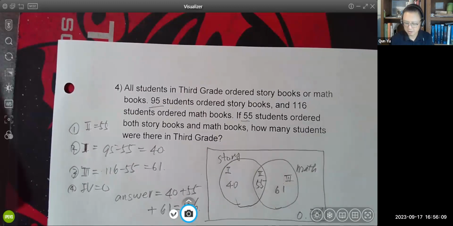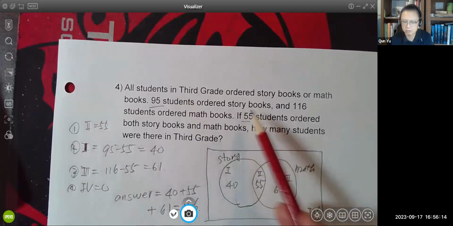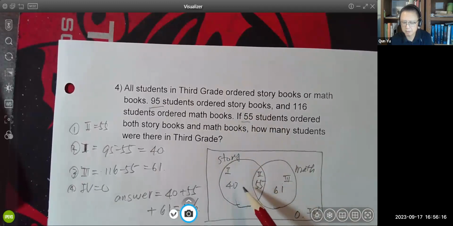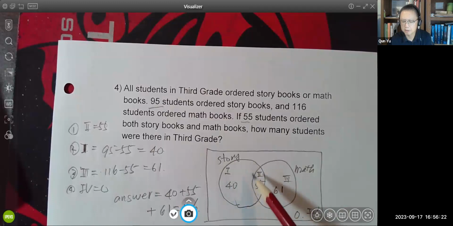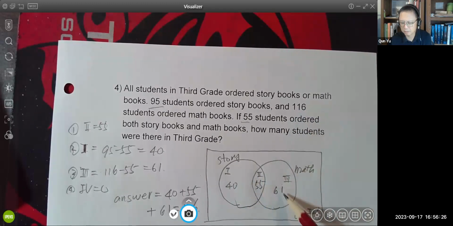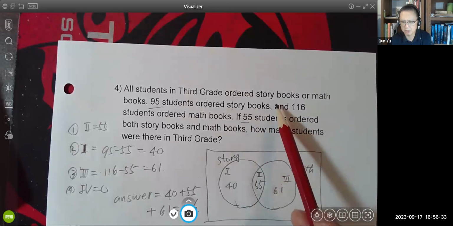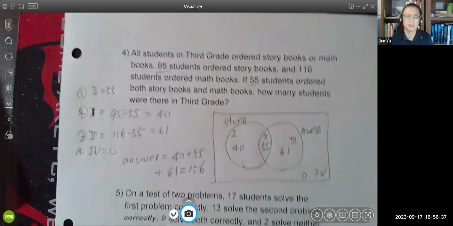How do you know this is correct? If this number is correct, it has to fit into all of these descriptions. First, how many people ordered storybook? If you add these two numbers together, that's 95. How many people ordered a math book? Which is 116. Add these two together because these two numbers belong to the math circle. It's 116. How many people ordered both? 55 ordered both. That's why we know the answer is correct.